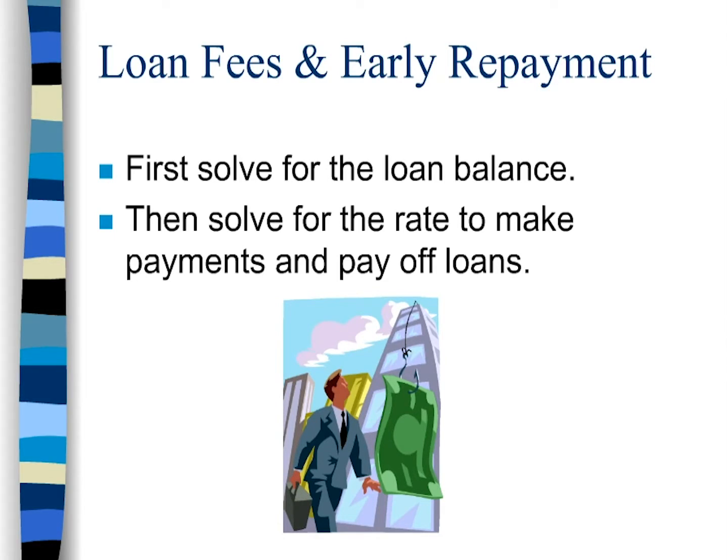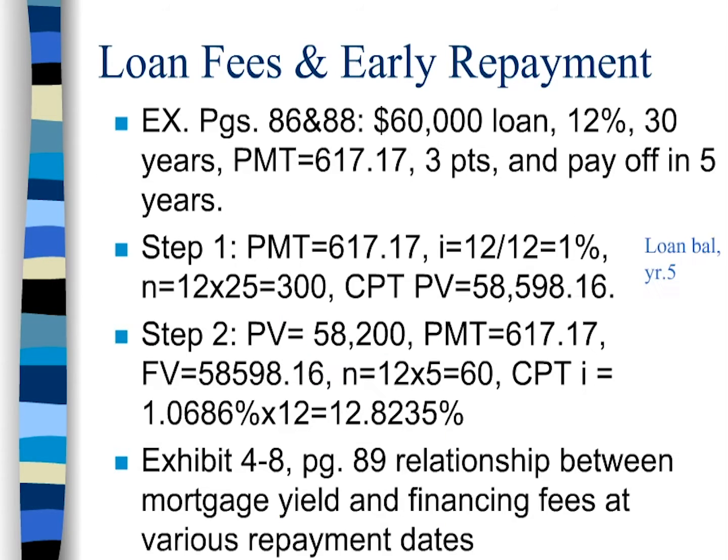So let's look now at what if there was an early repayment with the loan fee. The first thing we need to do here is solve for the loan balance and then solve for the rate to pay off. This is just a continuation of the problem we were doing, and it is continued on pages 86 and 88 in your text. So we've got the payment. We know there's 3 points, but now we're saying, what if we pay it off in 5 years? So we have to find the balance of the loan.